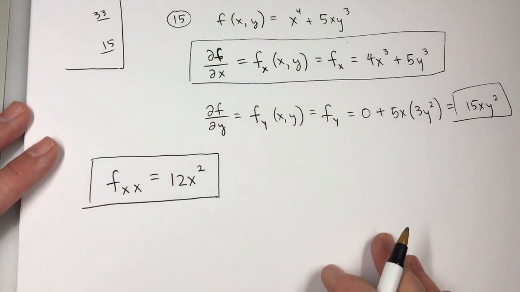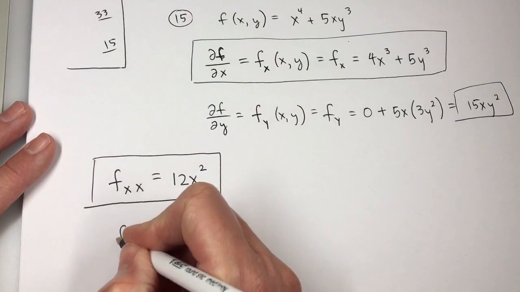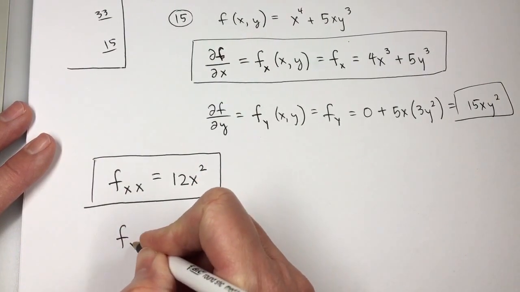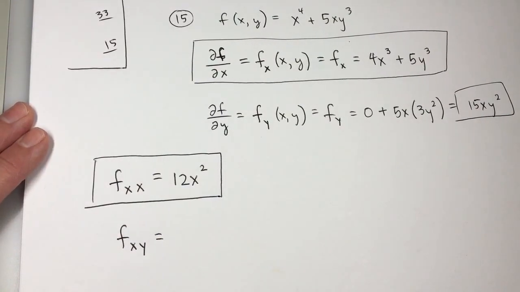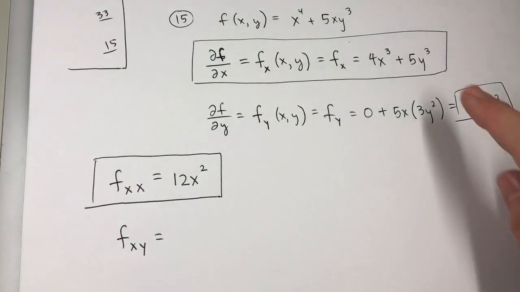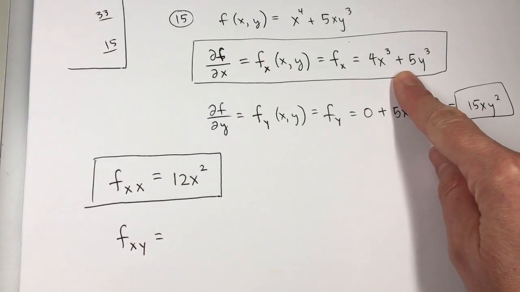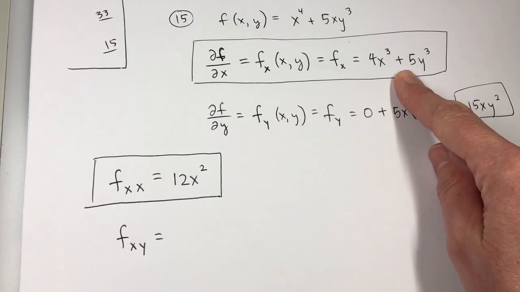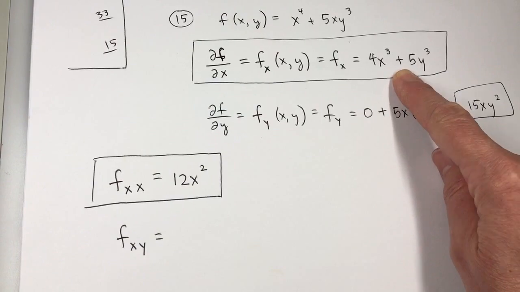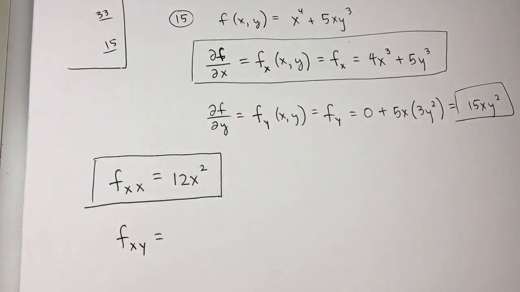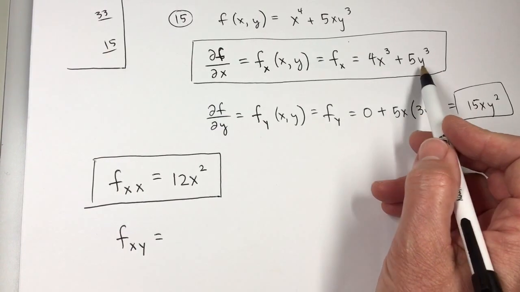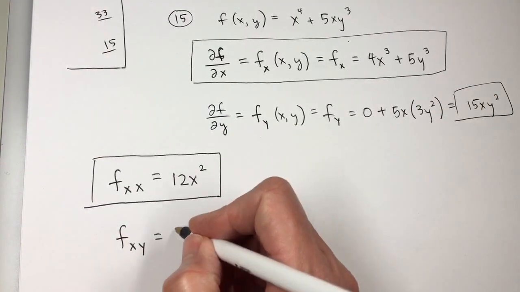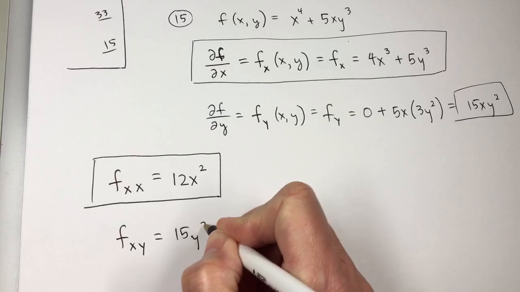How about the partial of f with respect to x and then y? So now I'm looking at this answer from when I did the partial with respect to x, and now I'm going to do the partial with respect to y of this answer. And what's this going to be? This part would be 0. And how about this? 15y squared.